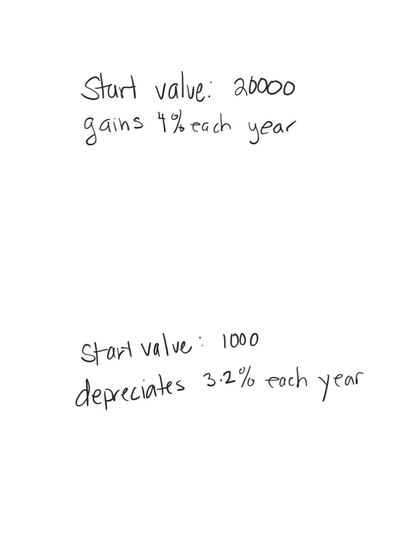Continuing on talking about exponents, we are told here that we have a start value of 20,000 and that it gains 4% each year. And we have a similar but different type of problem here in that this is giving us a start value also, but then it's telling us that we have something that depreciates. To do both of these types of problem, what we look at is writing the equation y equals a times b to the x.